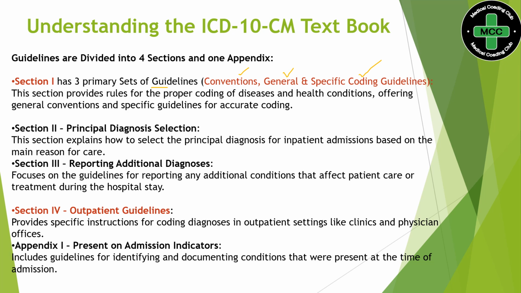Next, coming to section 2, which belongs to principal diagnosis selection, and section 3 is reporting additional diagnoses. Both of these, section 2 and section 3, are not needed for outpatient service, so we don't have to learn them. They are only for the people who are going to learn CCS. We don't have to use this right now.